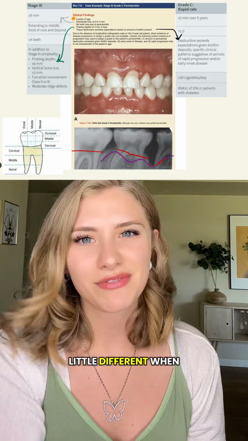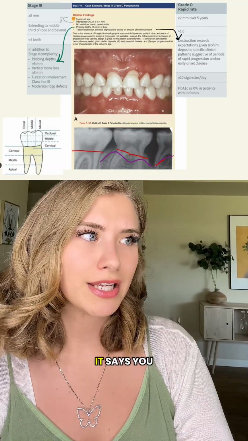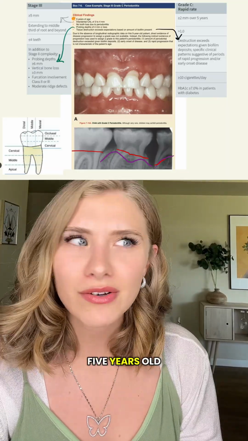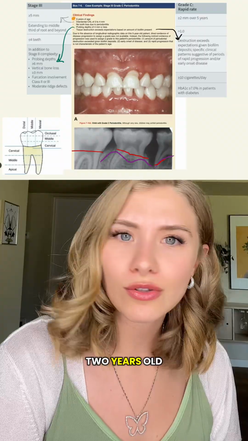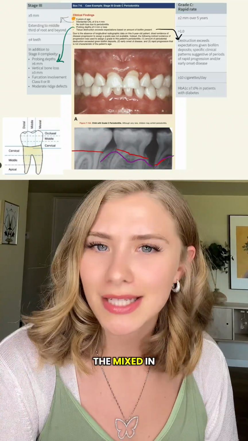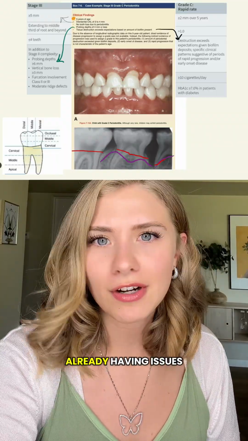So it's a little different when it comes to kids. And especially with the grade, it says more than 2 millimeters over the 5 years, and they're only 5 years old and they have all this damage. 2 years old is when we should have all of our baby teeth in, and then 6 is when we should be getting the mixed dentition. And this baby's already having issues.